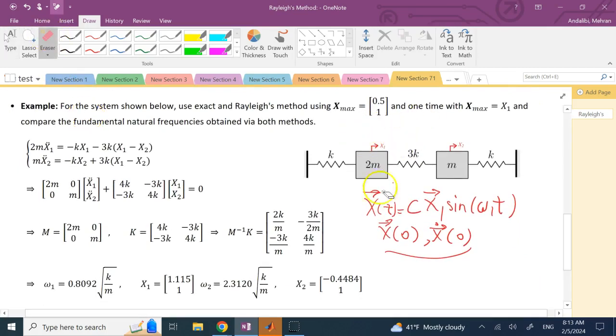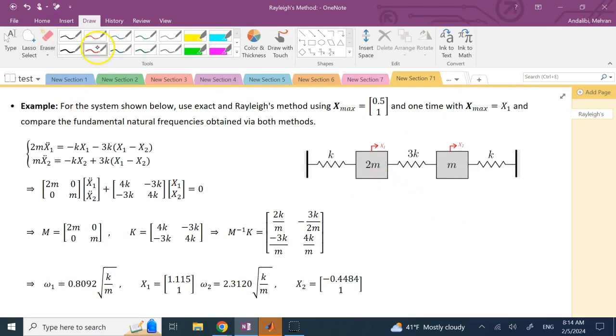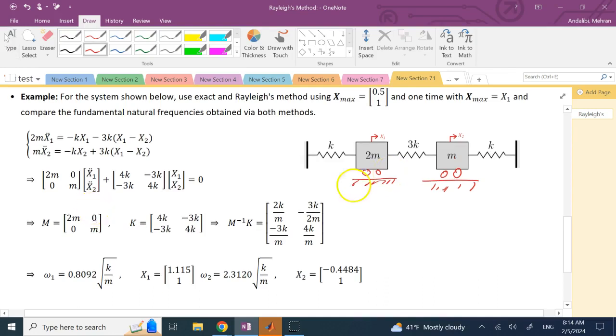So here we have this 2-DOF system, 2 masses and 3 springs, K, 3K, K, and these masses are rolling on the floor, so there is no friction. Here I show you both the exact solution and the Rayleigh quotient. We're going to solve it parametrically, with masses 2m and m, and springs K, 3K, and K. So let's first find the exact solution. What is the exact solution?